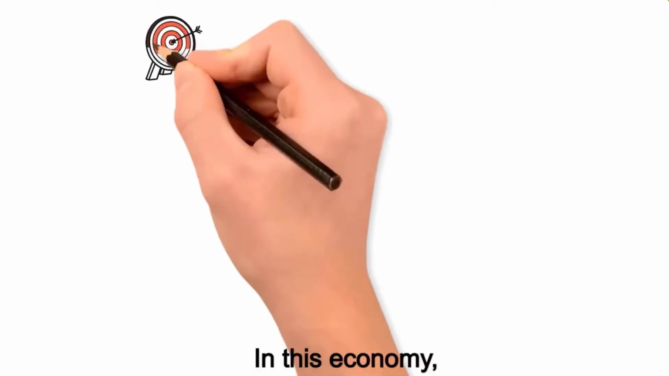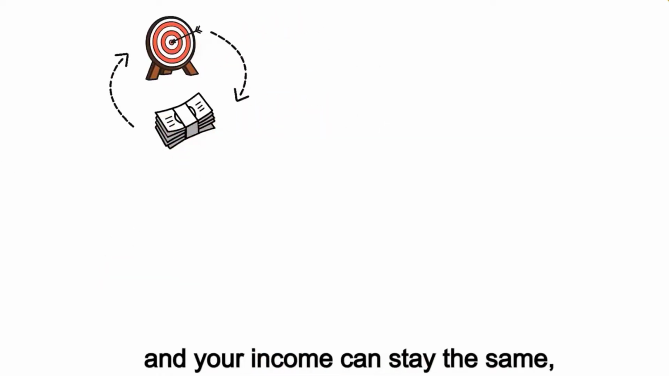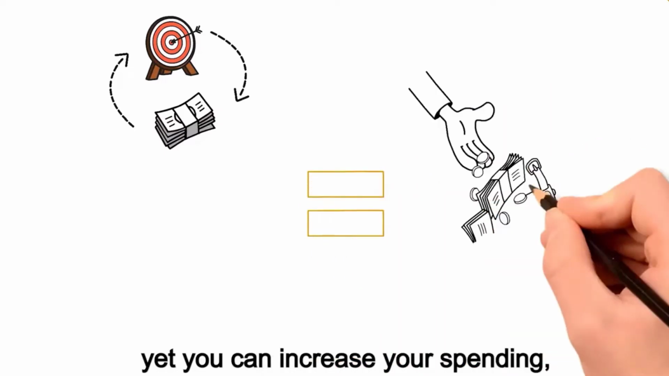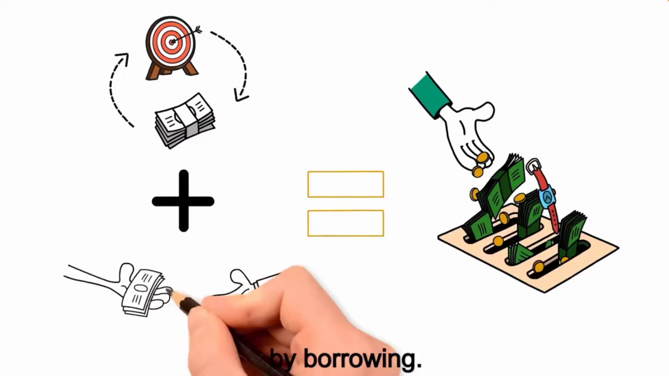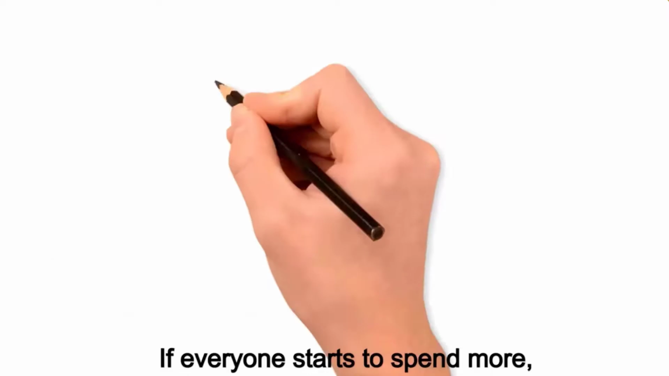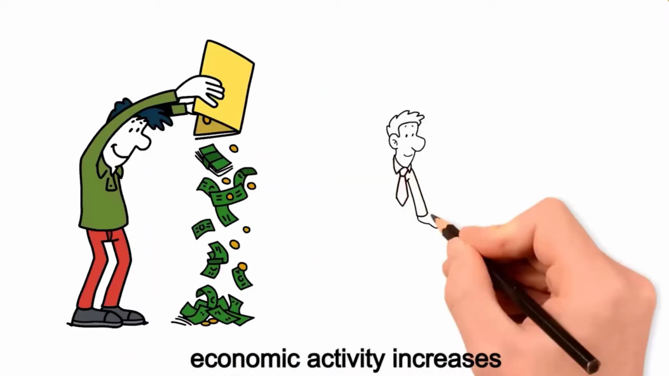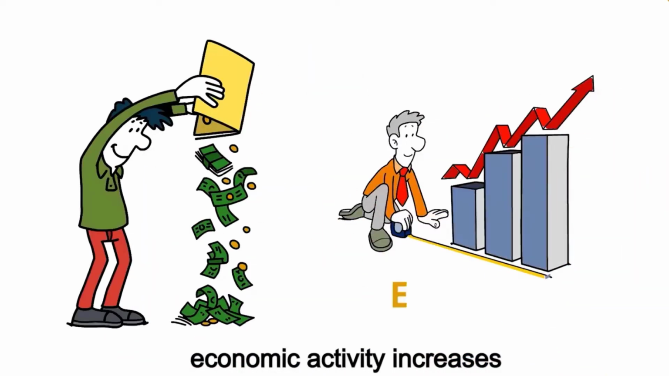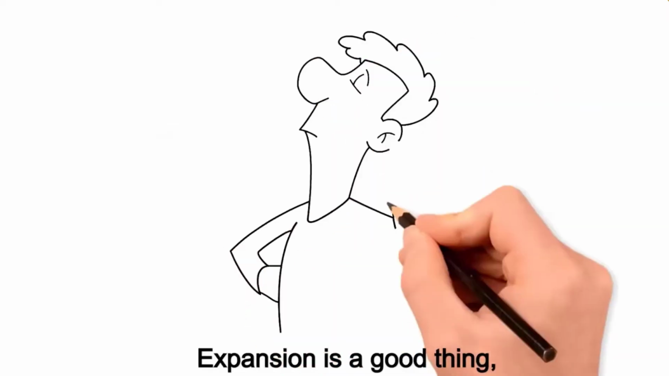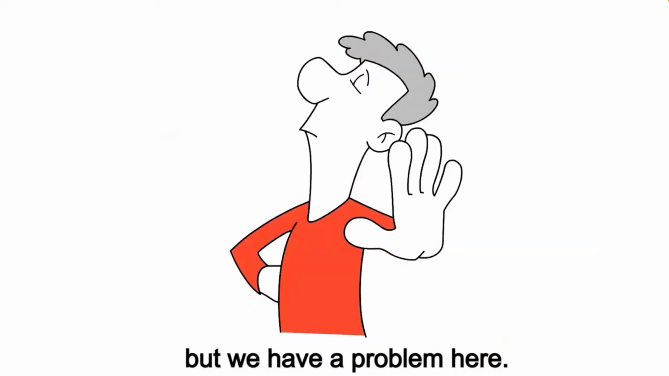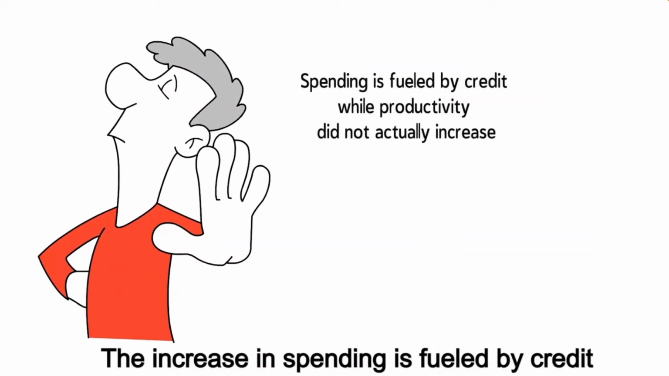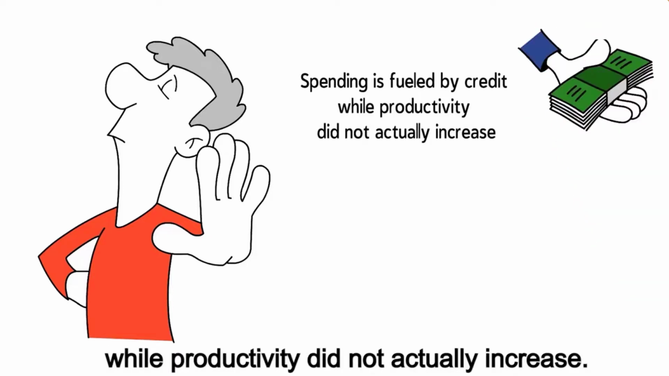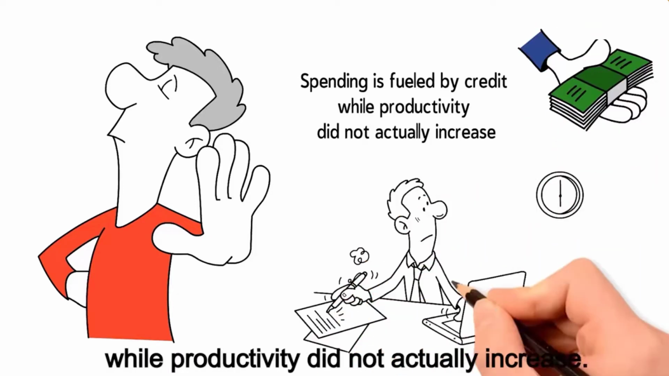In this economy, your productivity and your income can stay the same, yet you can increase your spending by borrowing more money. If everyone starts to spend more, the economic activity increases and we have expansion and growth. Expansion is a good thing, but we have a small problem here. The increase in spending is fueled by the credit, while productivity or work has not actually increased.